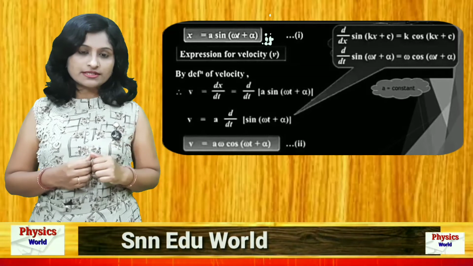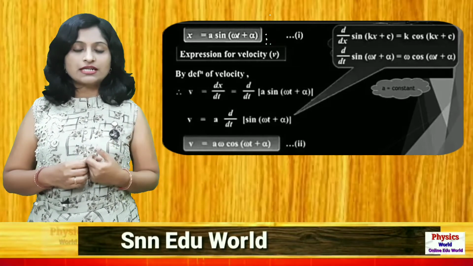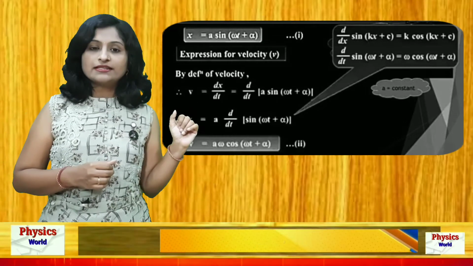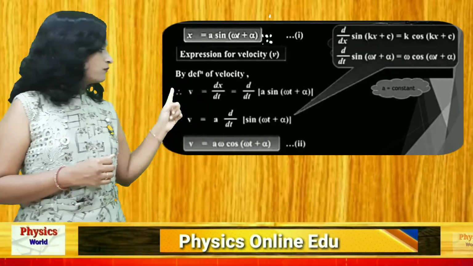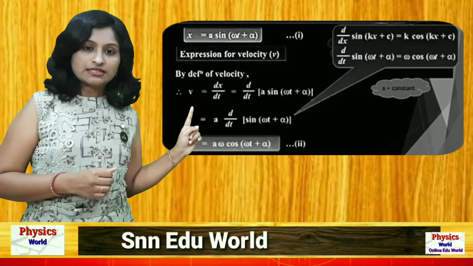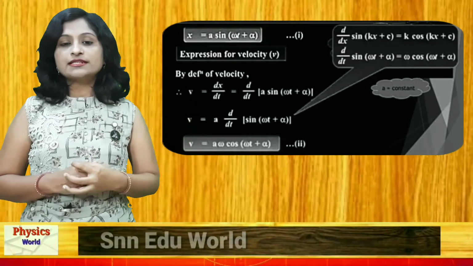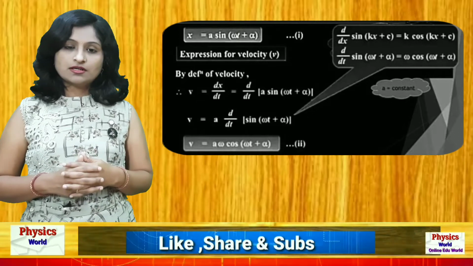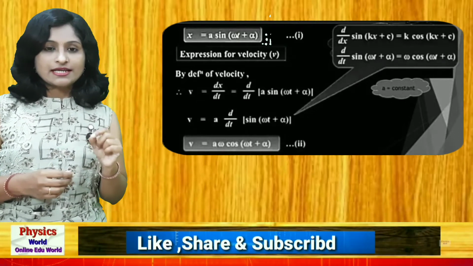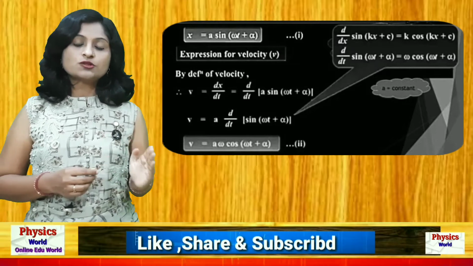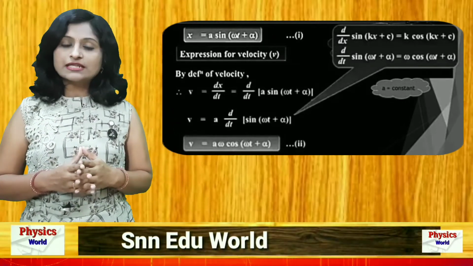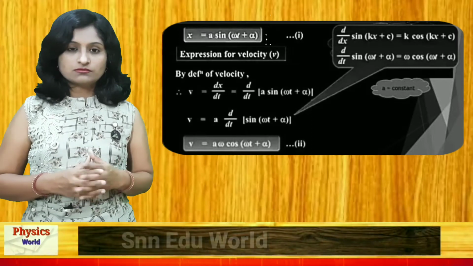We know what x is, so take a differentiation with respect to time t. Velocity v is equal to dx by dt, which is equal to d by dt of A sine (omega t plus alpha). Now we have to differentiate. A is the radius, it remains constant, so it comes outside the differentiation. So only the differentiation of sine has to be done.